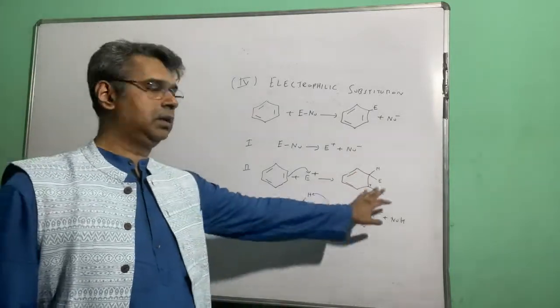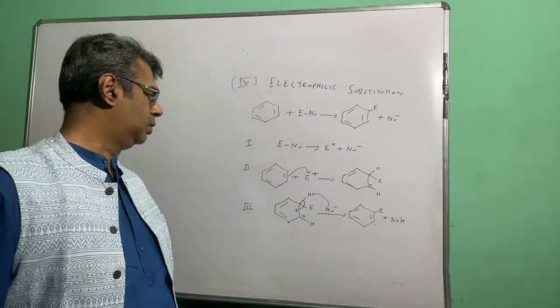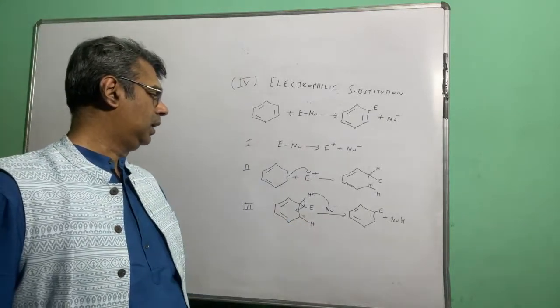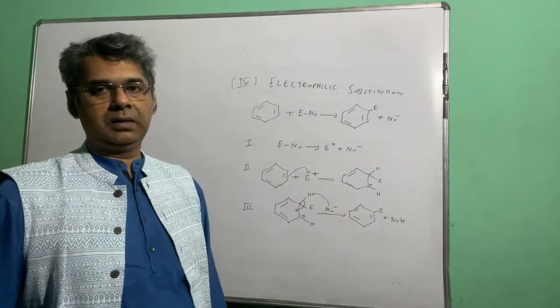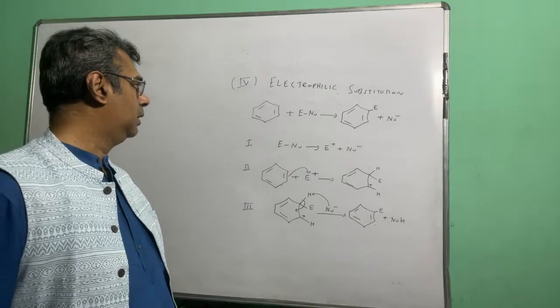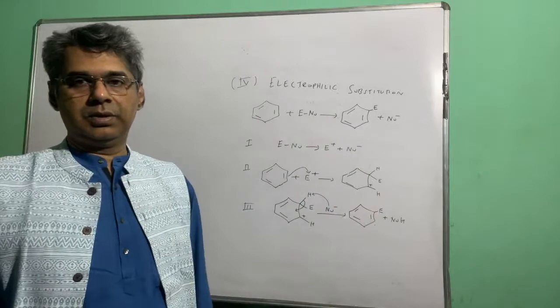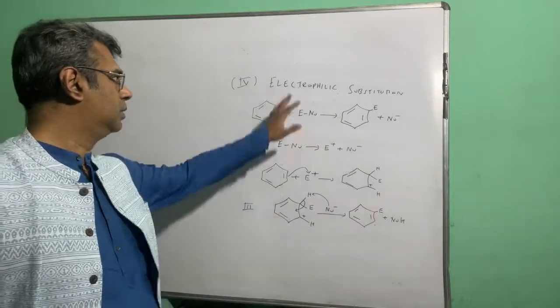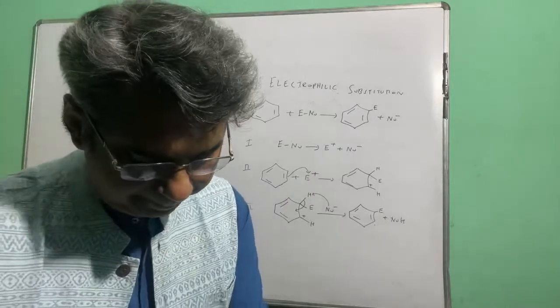But this is not something which can sustain because it is a carbocation. So the carbocation will now be attacked by the nucleophile. Nucleophile will take away this hydrogen and you will get the substitution product. So why is it called electrophilic substitution? Because at this particular position there is a hydrogen that has been substituted by the electrophile. So this is the mechanism of electrophilic substitution.